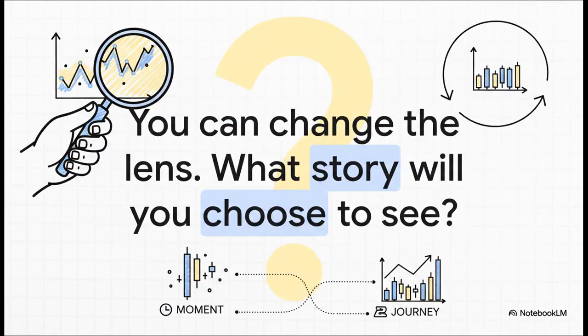So the next time you look at a chart and it seems like just a bunch of random noise, remember this: you have the power to change the lens. You can zoom out and see the grand story unfolding, or you can zoom in to see the details of right now. The chart isn't just telling one story, it's telling a whole bunch of them. So now that you can change the time frame, what story are you going to choose to see?